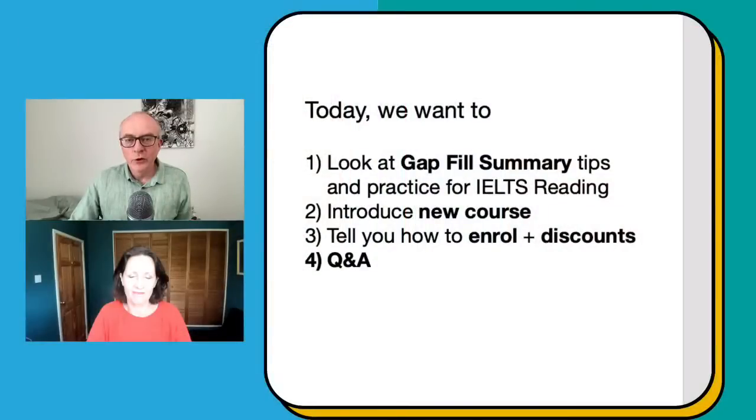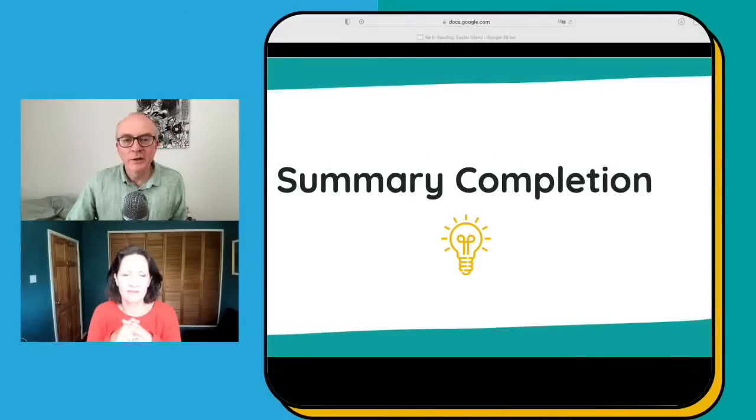Good. So let's have a look. Where are we gonna start? I think we're gonna start, let me bring over here our little notebook. So this is what we've got. Number one, look at the gap fill summary. Well, let's go straight in and look at gap fill summary and the notes here. So I'm going to hand over to Fiona. She calls it summary completion. Fiona is the expert, by the way. She knows much more about IELTS reading than I do. So we'll be relying on her for her guidance, right?